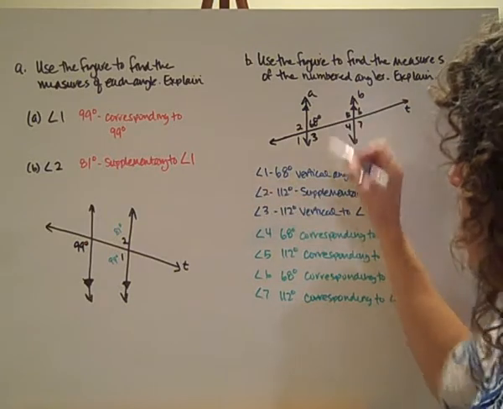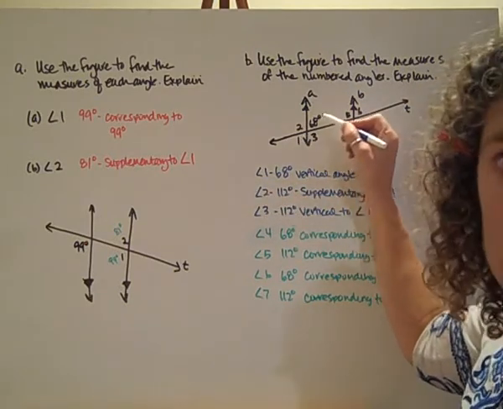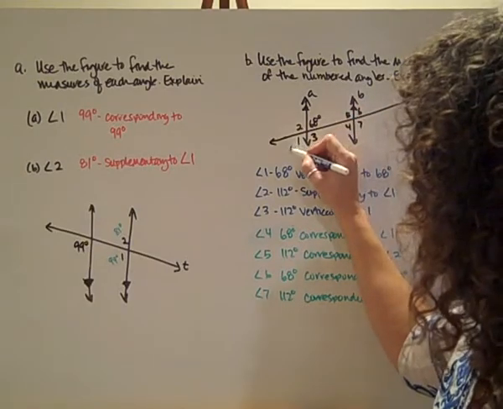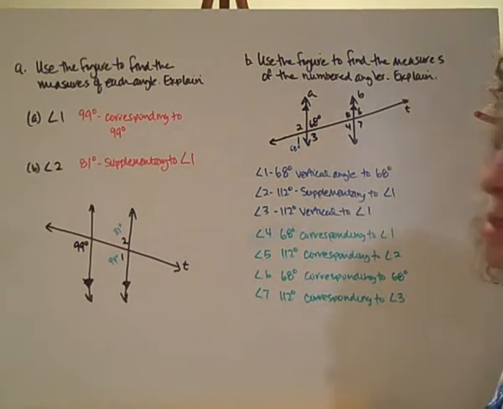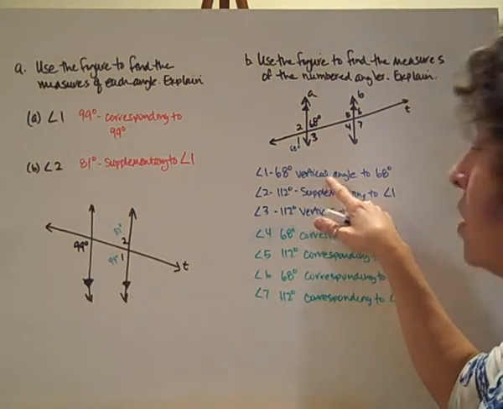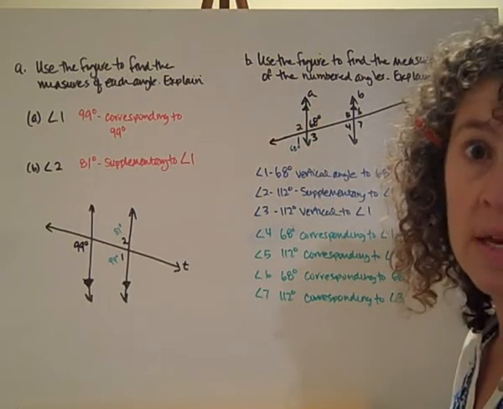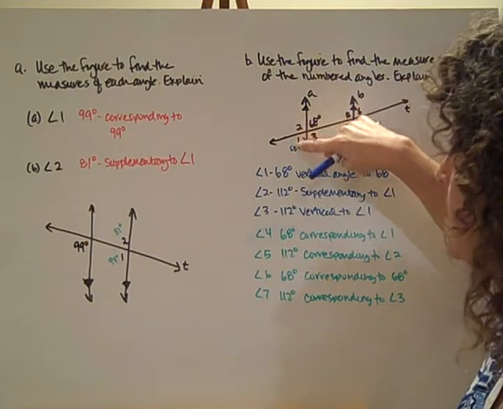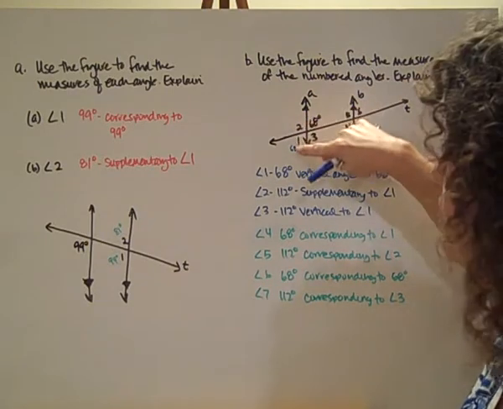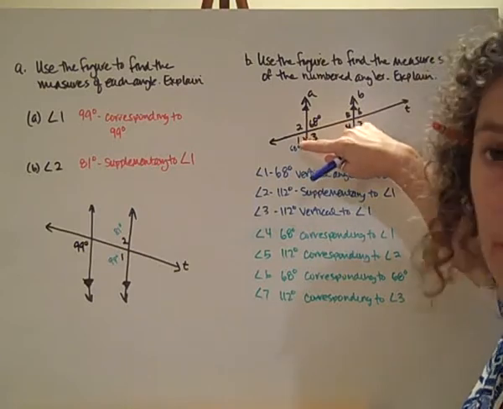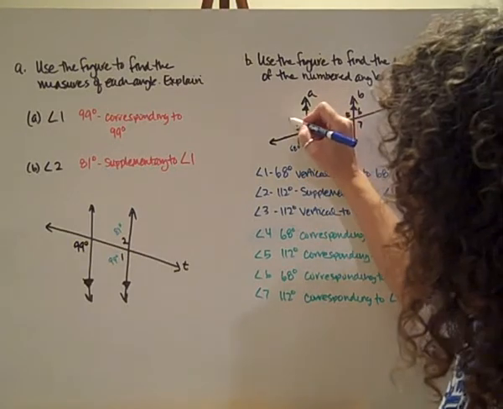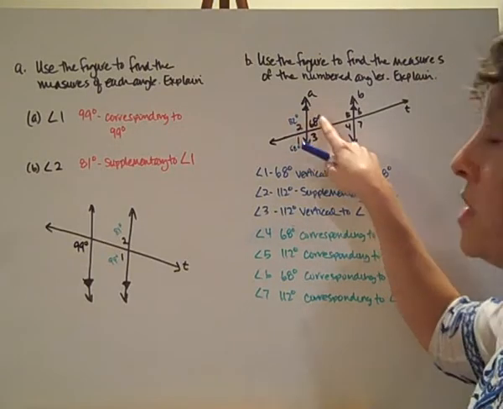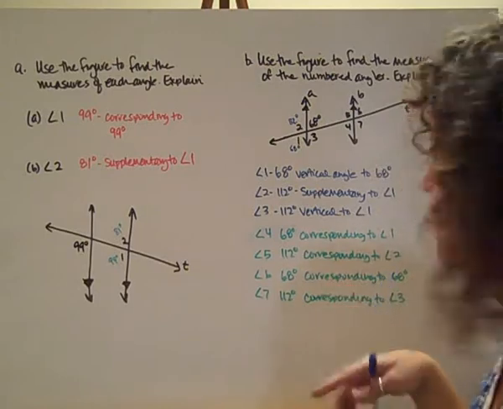Angle 1 is vertical to the 68 degree angle. And we know that vertical angles are congruent. So angle 1 here is 68 degrees. And I know it's 68 degrees because it's a vertical angle to the 68 degree measure that's been given. All right, angle 2. Angle 2 is supplementary to my angle 1. So I know 180 minus 68 is 112. So I know angle 2 is 112 degrees because it's supplementary to angle 1. It's also supplementary to the 68 degree angle, so I could have explained it that way.